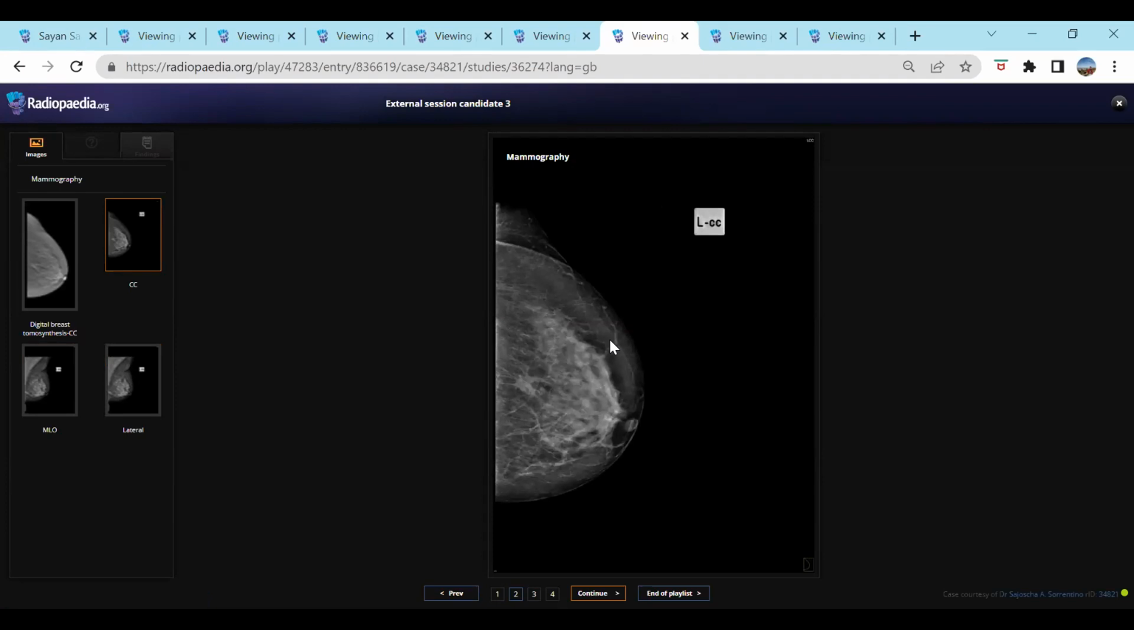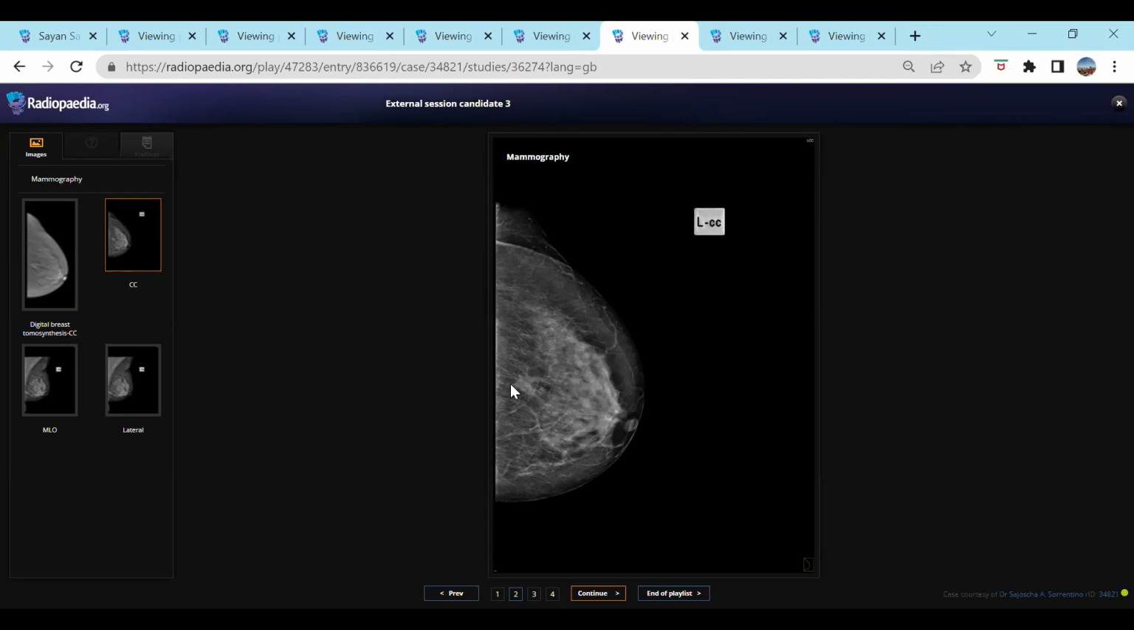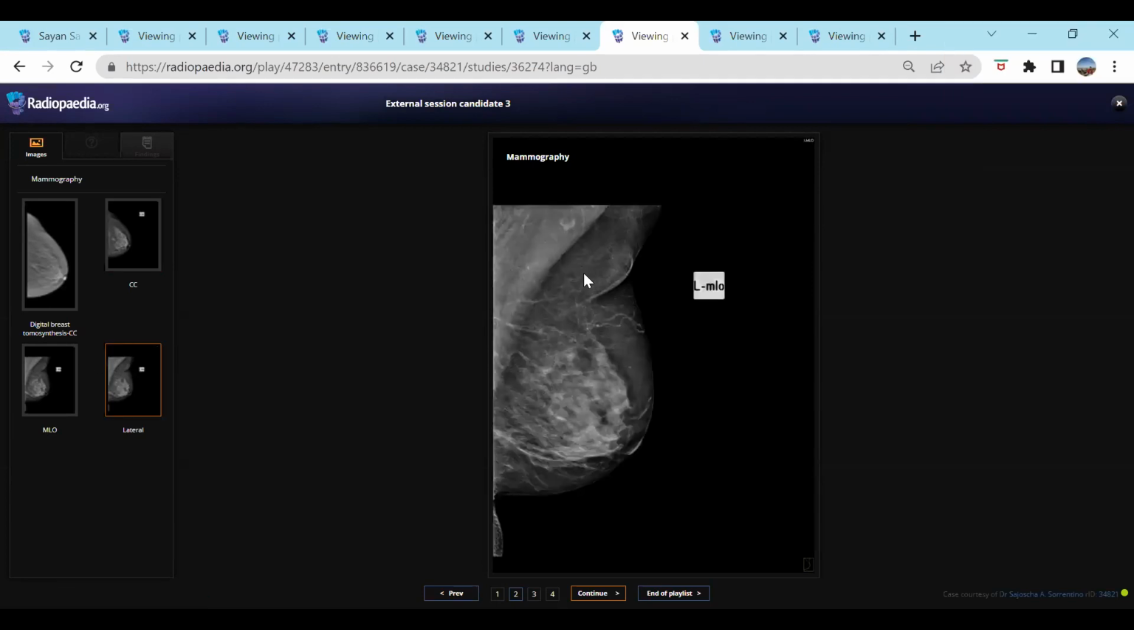So there is a small irregular ill-defined lesion seen in the central part of the posterior aspect of the breast, which shows some spiculated margins. I'm not able to appreciate any microcalcifications within, and there are no significant enlarged lymph nodes. I've seen the axilla; I saw one benign-looking lymph node.